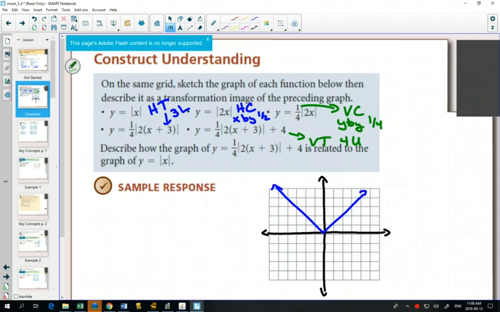What we're going to do is we're going to take this new big equation, and I'm going to underline it in green because I'm going to graph it in green, and we're going to go from left to right, starting with vertical compression and horizontal compression, followed by your horizontal translation and your vertical translation.